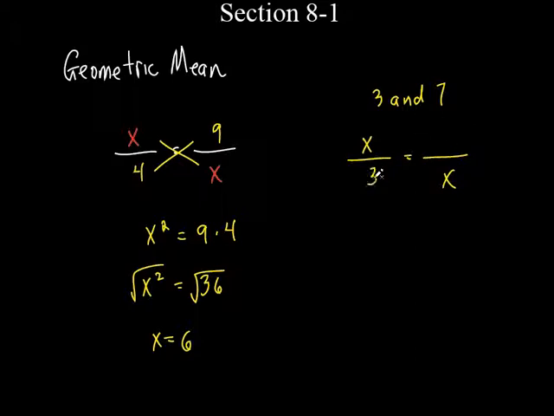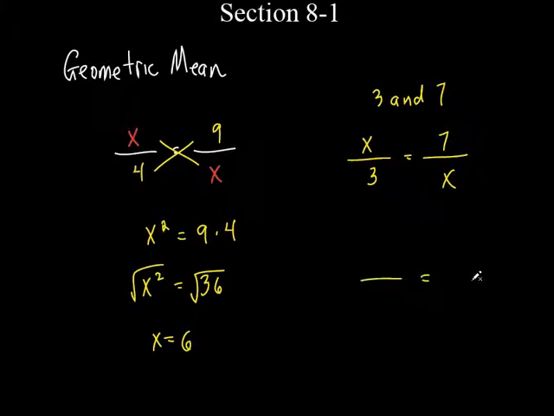Now, does it matter that I put the 3 here and the 7 here? Could I put the 7 here and the 3 here? Yeah. Why? Because you're just going to multiply them anyway, right? So it doesn't matter what order you multiply them in. Could I have put the x down here on the bottom and on the top here? Sure. It doesn't make any difference.